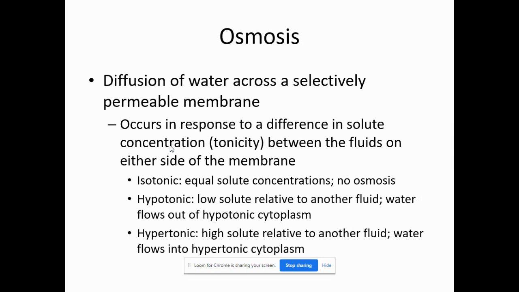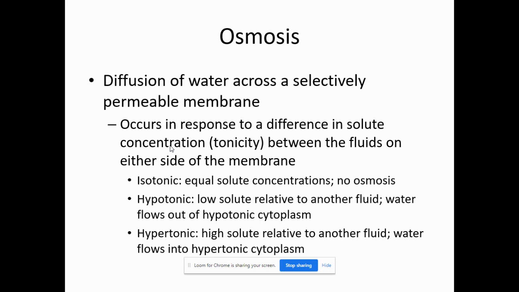And then finally, hypertonic. Let's say you have a cell that's hypertonic to the environment. That means it has more solutes inside the cell than outside the cell. So where are the solutes going to go? They're going to leave the cell. Where's the water going to go? It's going to go into the cell.